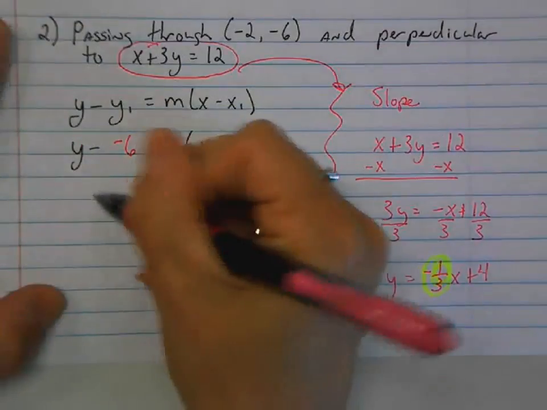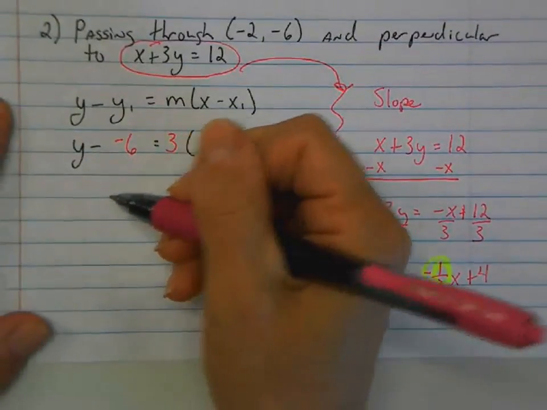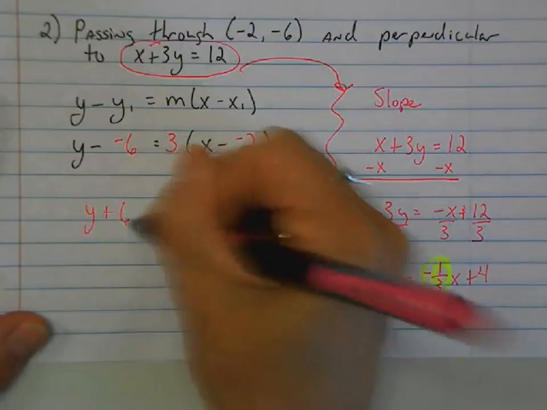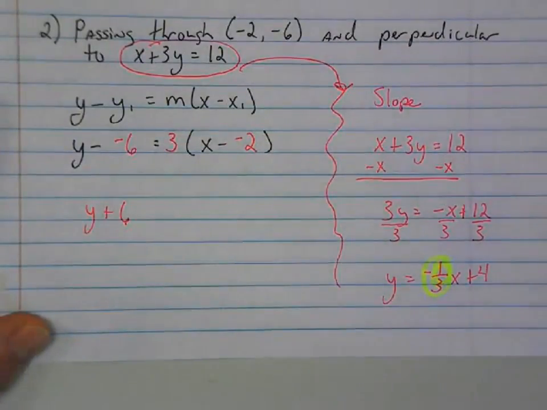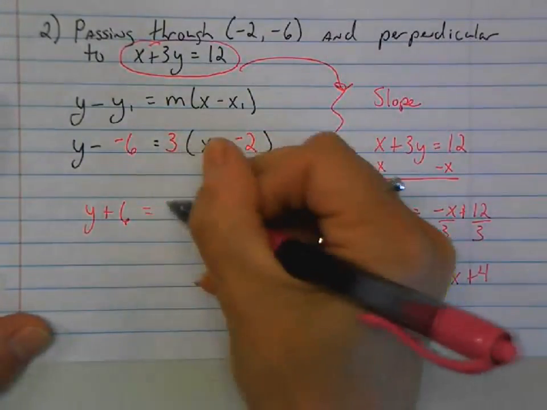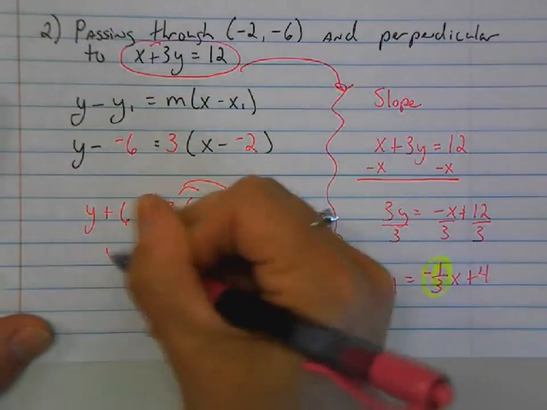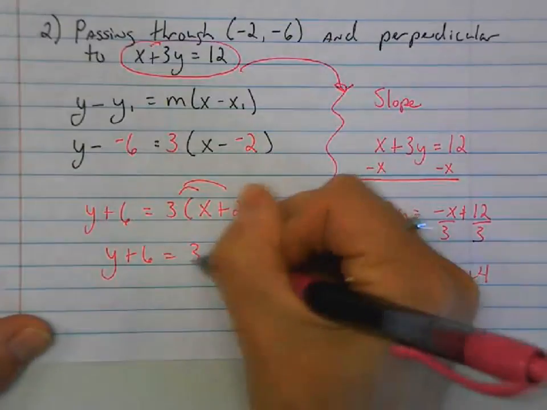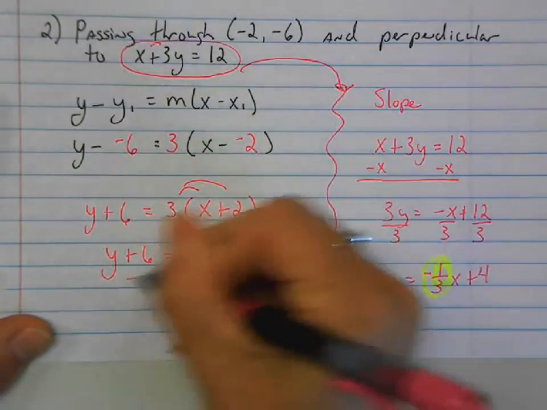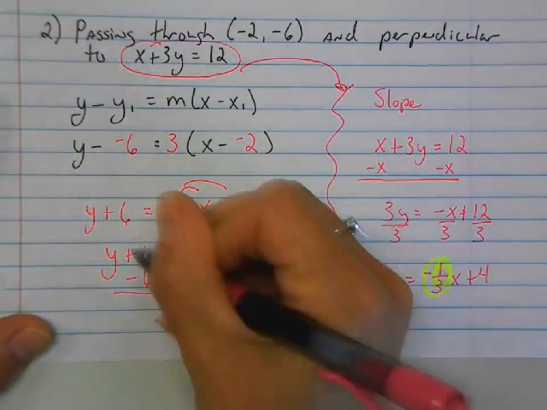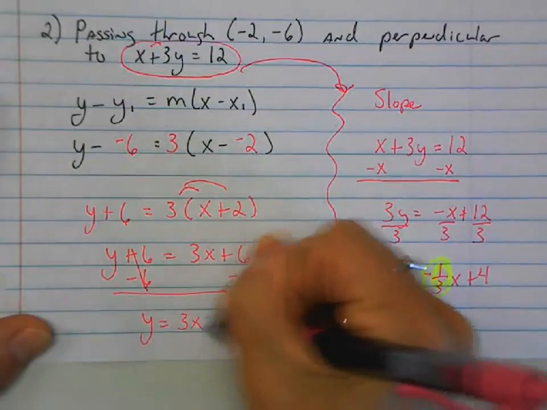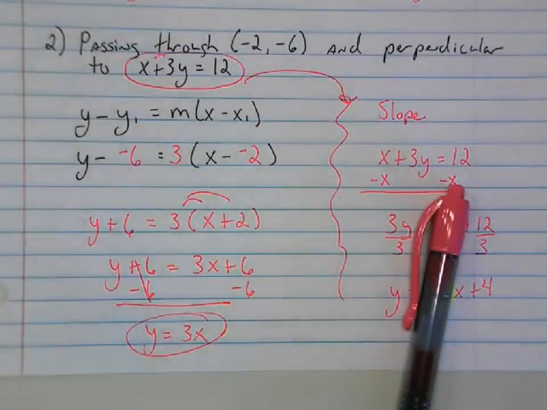Okay, so I get y plus 6 is equal to 3 times x plus 2. Now distribute, you're almost done. And I subtract 6. They go away. I get y is equal to 3x. Alrighty?